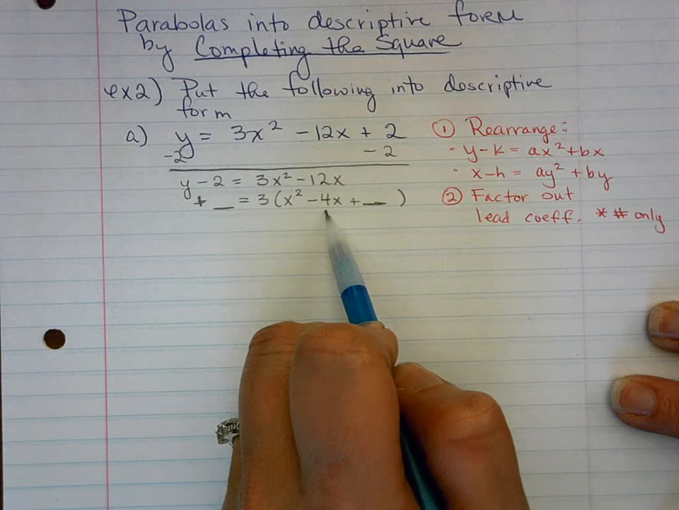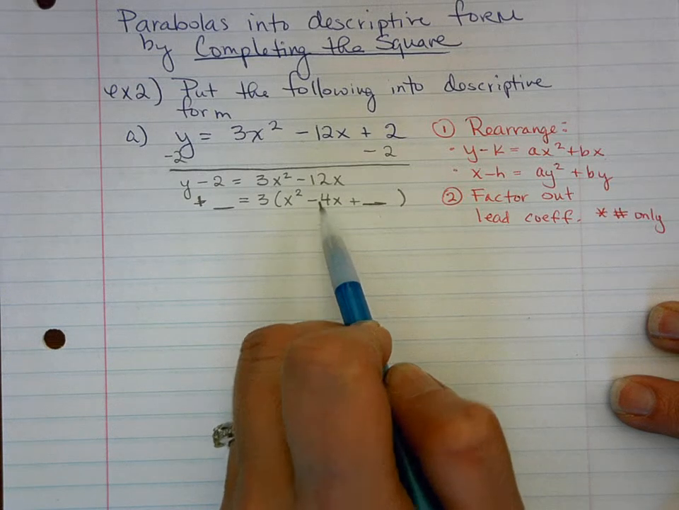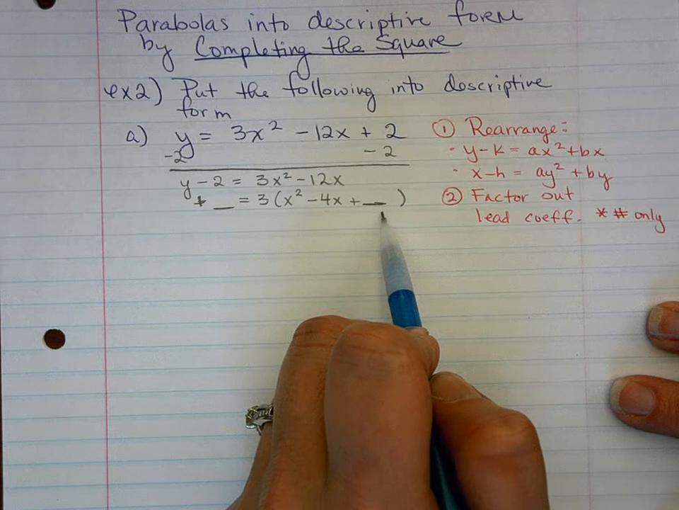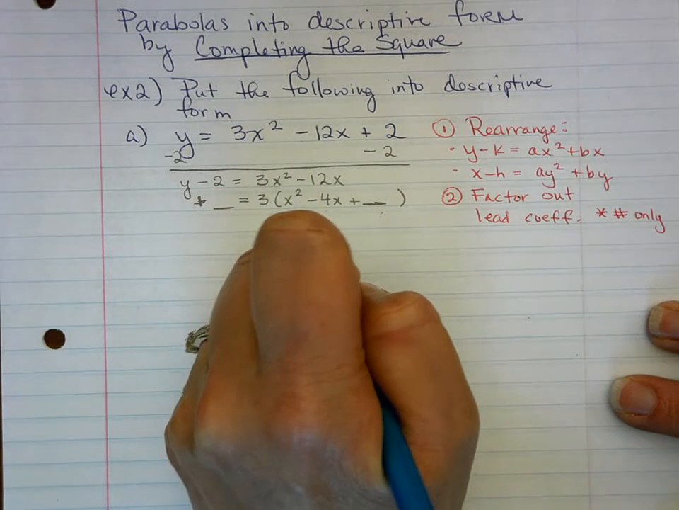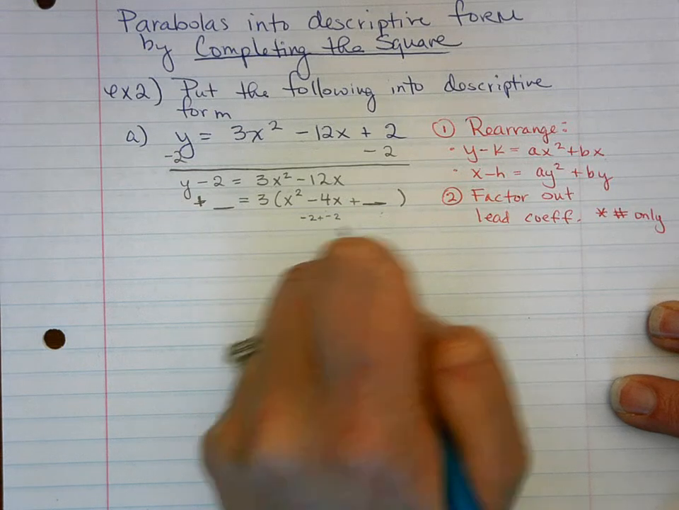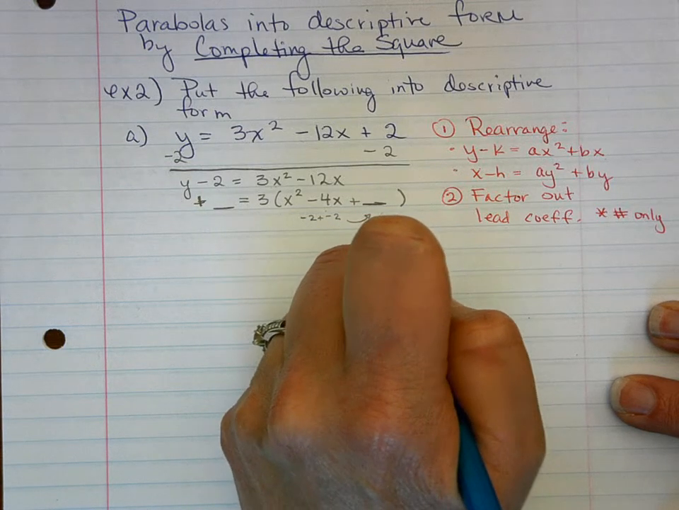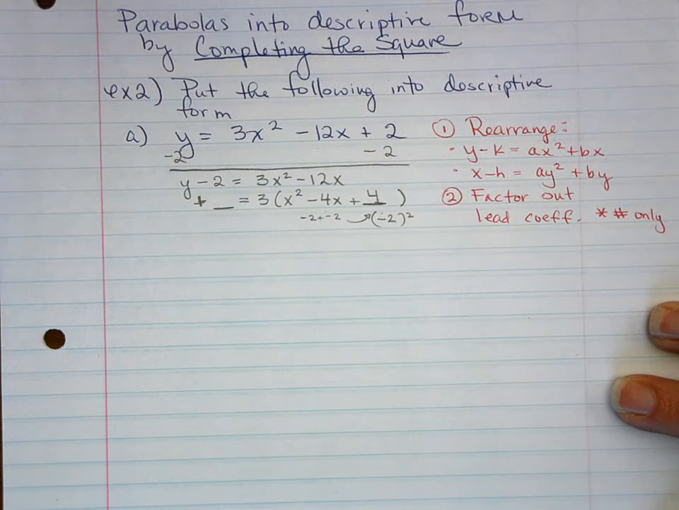So I know that -2 plus -2 gives me my -4. Then to find this number, I multiply it by itself. Just as a little reminder, -2 plus -2 is how I got the -4. So to find this value, I just do -2 times itself, which is +4.